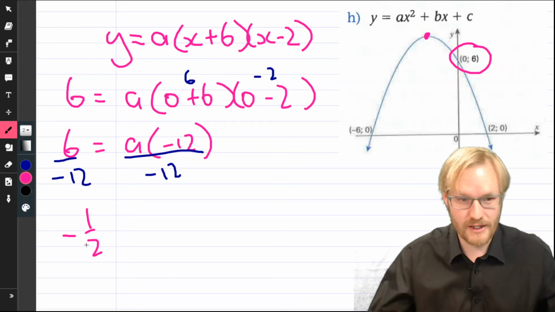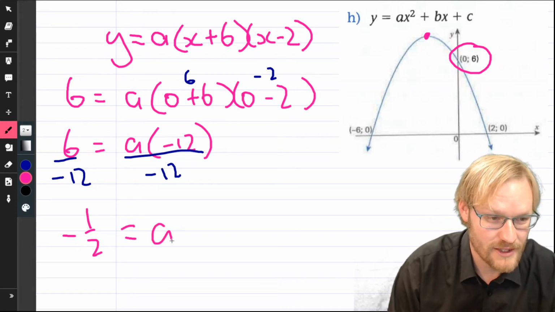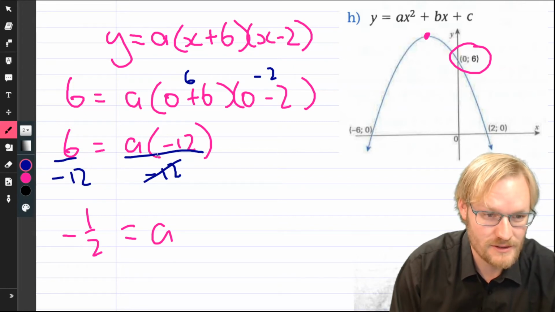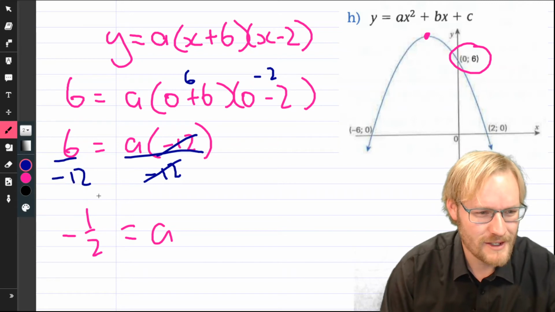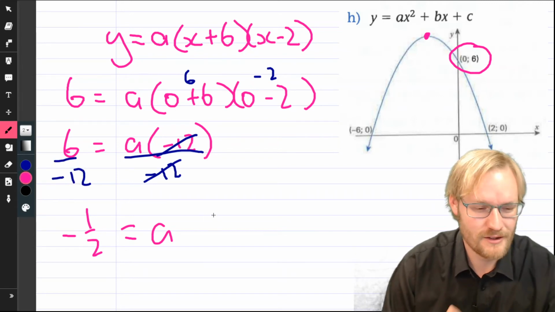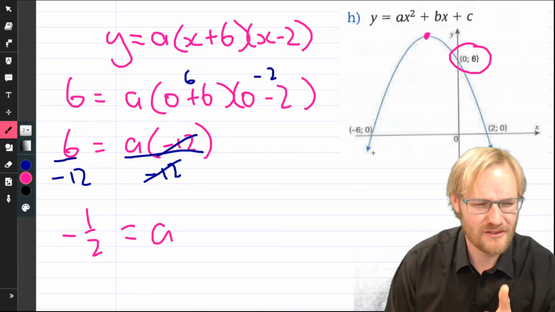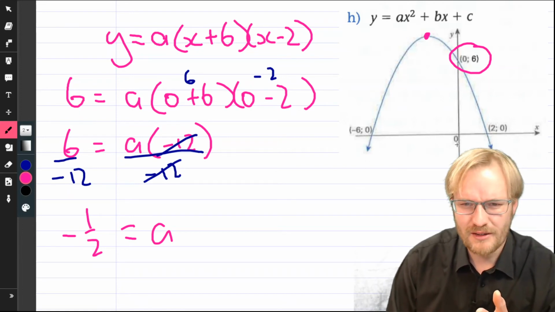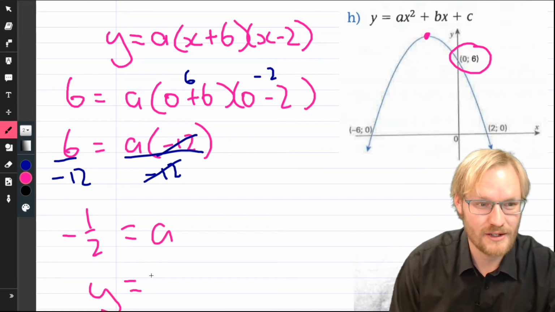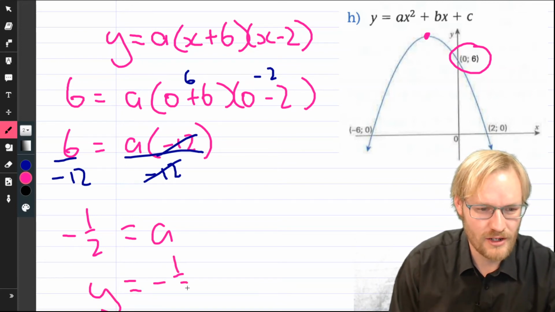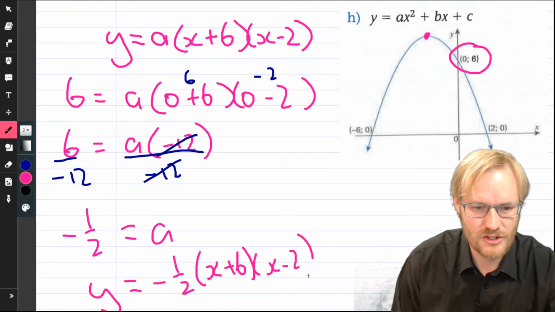Of course, you've got your calculator handy, so you can just pop it in there, and equals a, because that was the point of dividing by negative 12, but we've been doing that for a while. Okay, so a equals negative a half. You know, my question's always going to be, does it make sense to have a negative a half? Well, yes, it's a sad parabola, so it should be negative. So y equals negative a half, x plus 6, x minus 2.